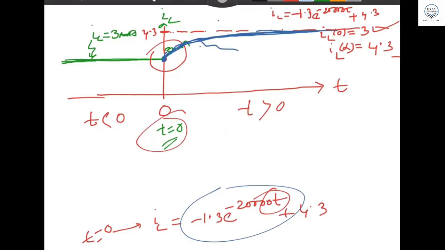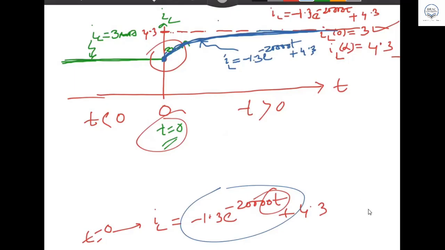So this will be the IL equation for the blue curve. The IL equation for the blue curve will be minus 1.3 e to the power minus 20,000 t plus 4.3. Do you get it now? Yes, sir. Okay, this is the way you have to draw your IL curve.